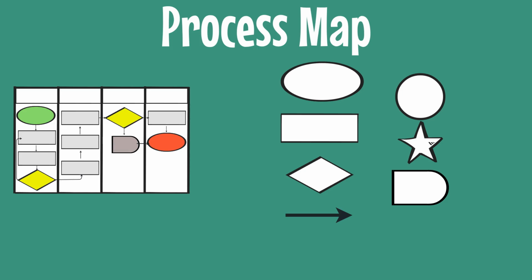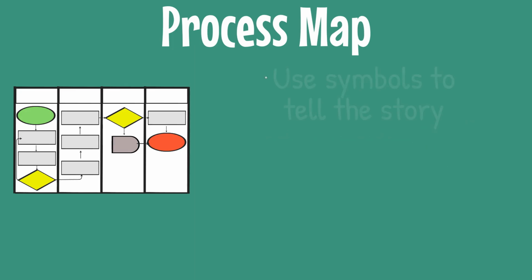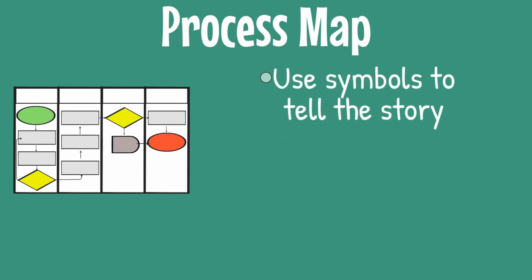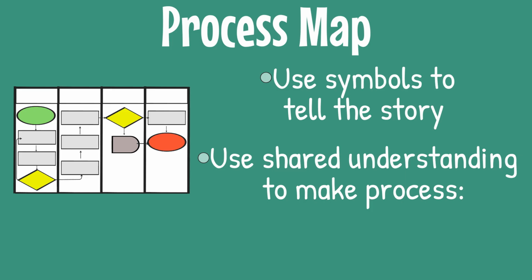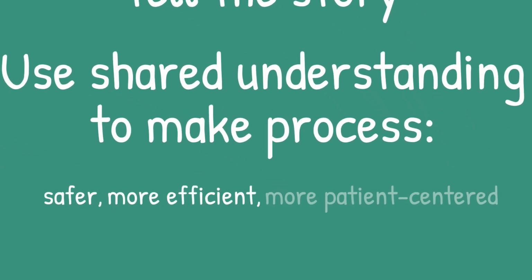And remember, your map doesn't need to be perfect or artistic. The goal is clarity, not complexity. Use symbols to tell the story of how the work happens and then use that shared understanding to identify where the process can be made safer, more efficient, or more patient-centered.